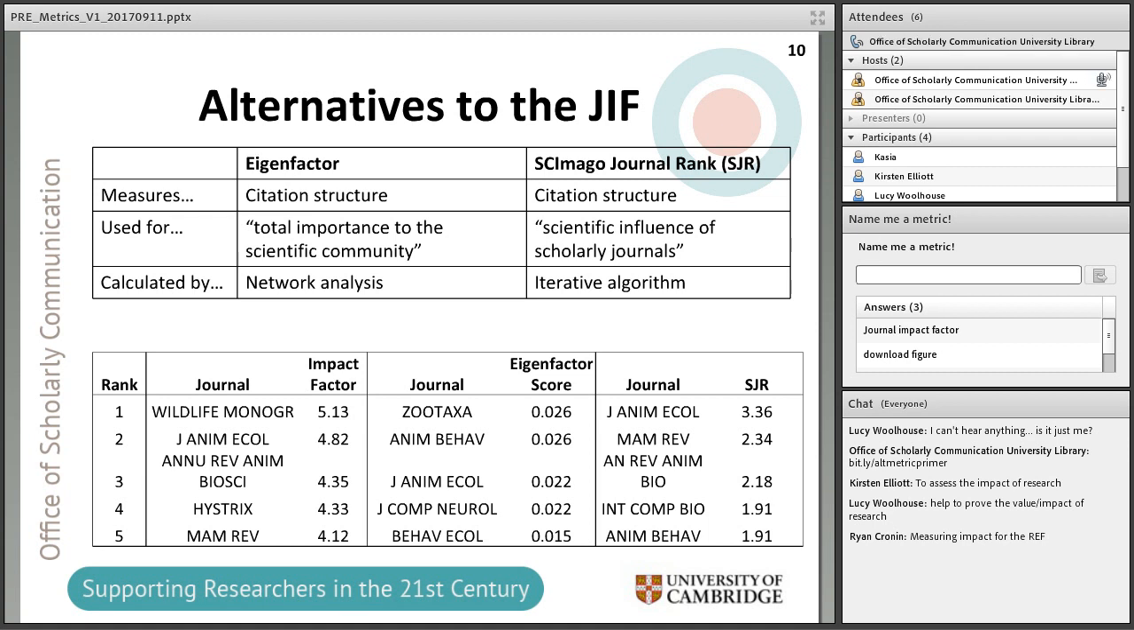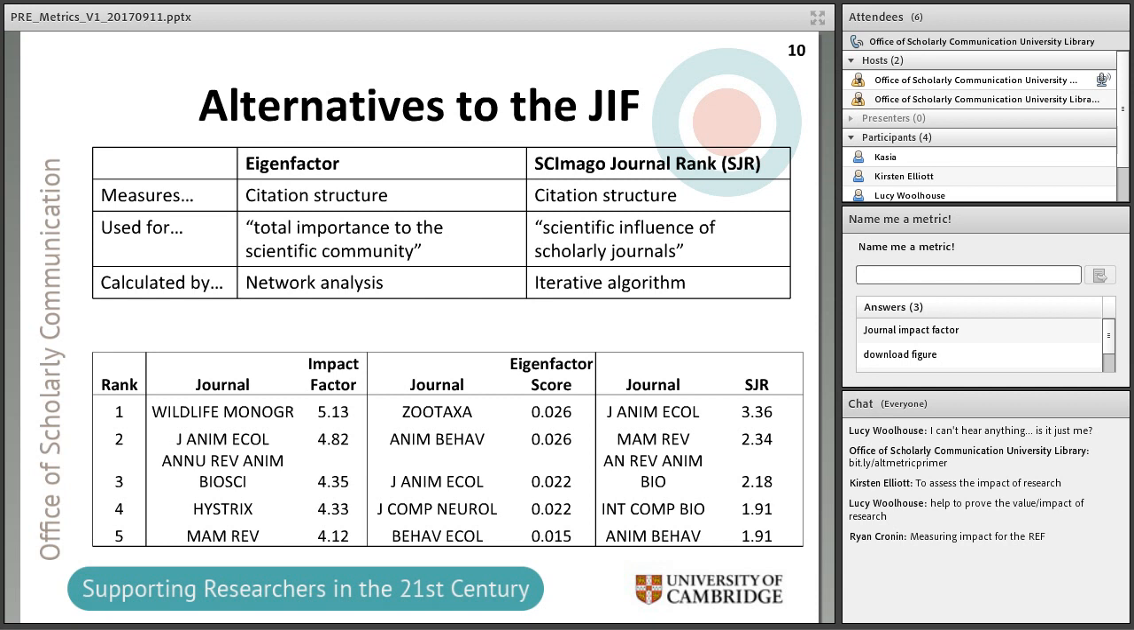So the bottom table there just shows you the top 5 journals in zoology in 2015 for the impact factor, the eigenfactor, and the SJR. And so you can see how different the numbers are. First of all, they come out with different types of scores, and then you can see there are differences within the table as well. So each of them ranks a different journal at number 1. Some of them feature journals that the other tables don't feature. So different journals produce different scores because they're looking at things in different ways, and there isn't one that's better than another.